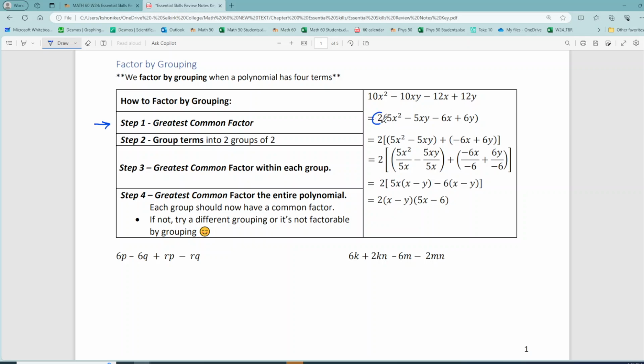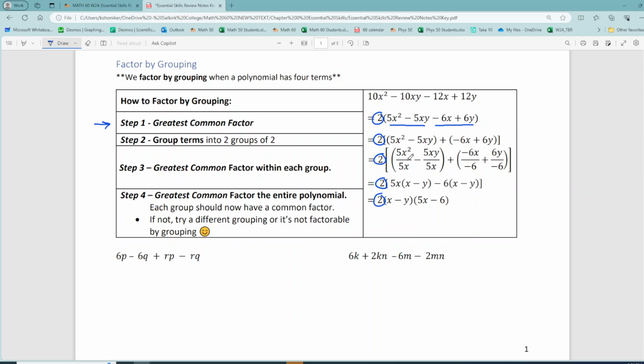So I would take that out front, and you'll notice that the greatest common factor just sits outside for the rest of the process. What we're really going to do is factor this four-term polynomial expression by grouping. So by grouping means that you're going to take this and make it into two groups. Your first group is 5x squared minus 5xy. Your second group is negative 6x plus 6y. And then you greatest common factor each group individually.